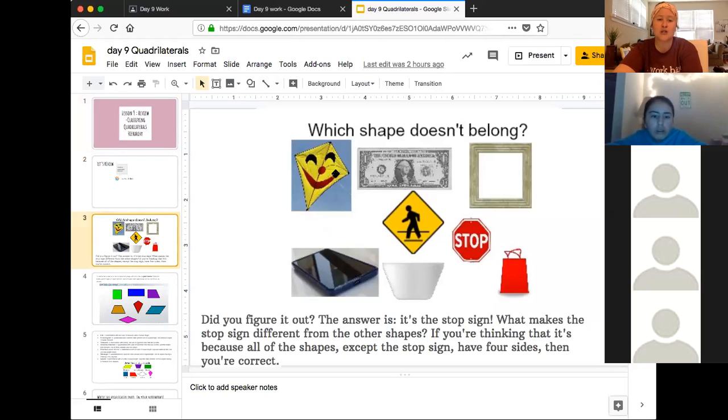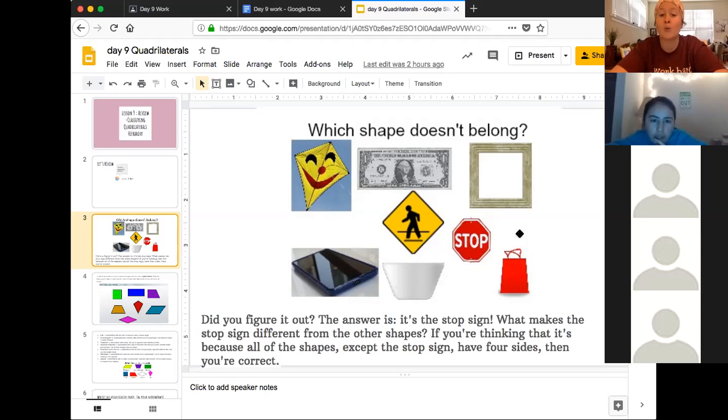So if you're looking at my screen, it says which shape doesn't belong. I have a picture of a kite with a face on it, a dollar bill, a picture frame, a shopping bag, a stop sign, a crosswalk sign, what looks like the side of a bowl, and then an iPhone. Which one of these pictures would not belong if we were trying to say that they were all quadrilaterals?